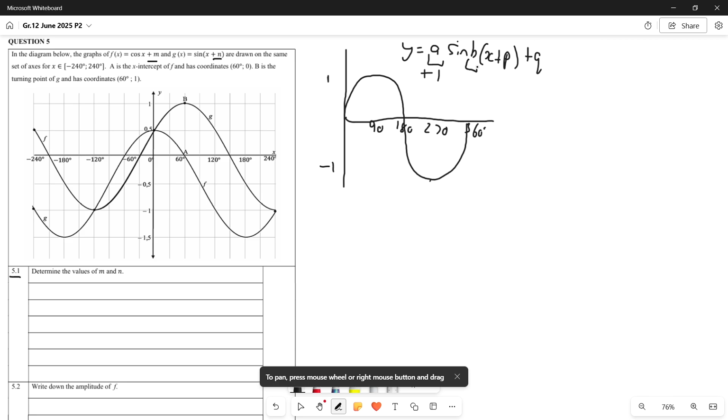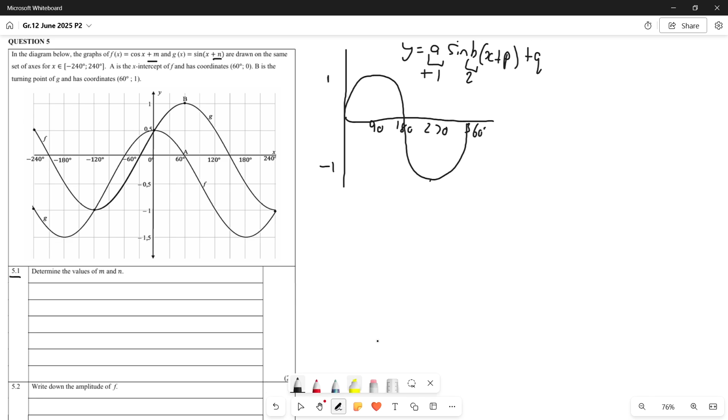Our b is what affects our period. So the usual period for a sine graph is 360, cos is also 360, and tan is 180 degrees, as we'll see in another video. So if our b value is 1, then it means our period fits in 360. If our b value here, for example, is 2, then we'll end up having something like this, where we have a crest and a trough going up to our 1 at 90, then down to our negative 1, and then back at 180. It'll halve our period if it was a 2.